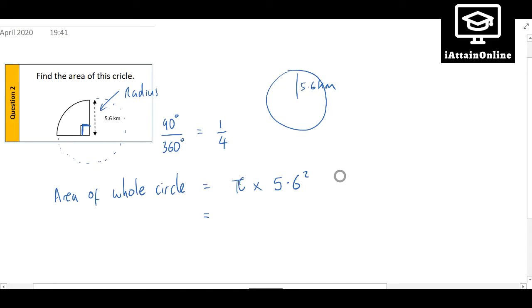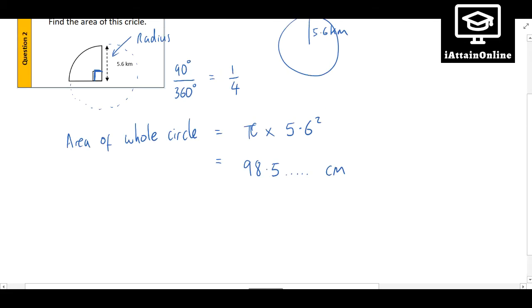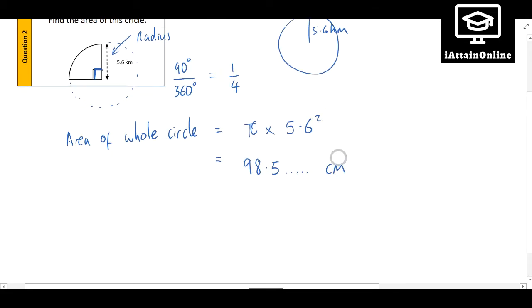that gives me 98.5 centimeters. Is it centimeters? No, it's kilometers. Kilometers squared.